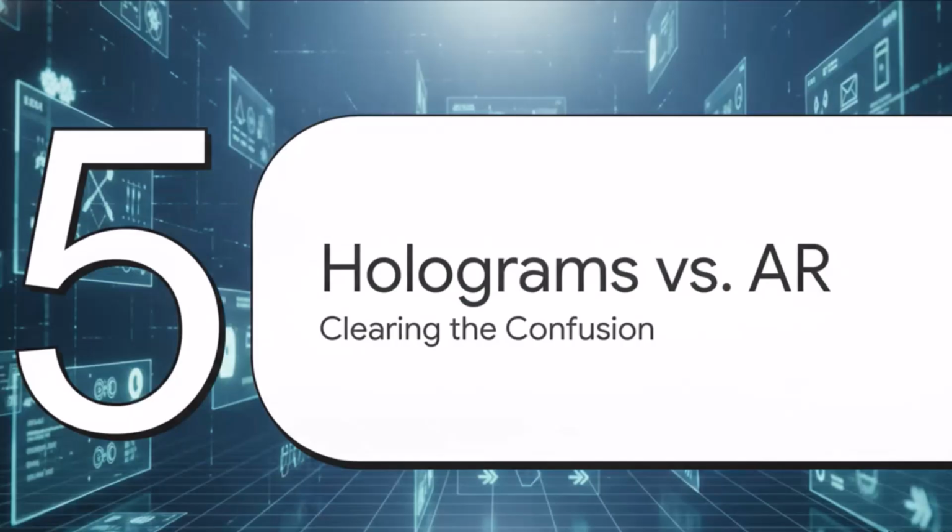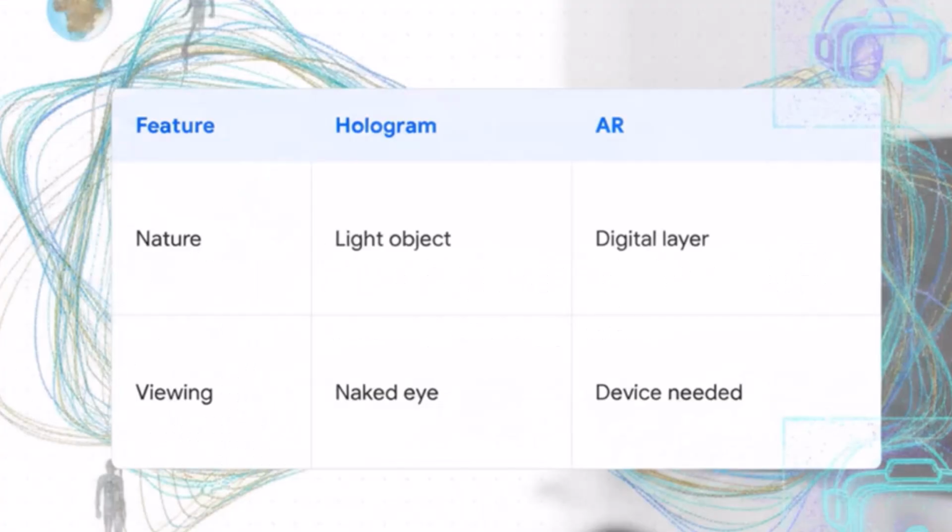All right, on to Section 5, Holograms versus Augmented Reality, clearing up the confusion. So, with all these applications popping up everywhere, we really need to clear up a major public misconception. People throw these terms around interchangeably all the time, but they are fundamentally different technologies. So the crucial point is understanding their nature and how we view them. A true hologram is a freestanding object of physical light that exists in physical space, created by actual interference and diffraction, and you can view it with your naked eye from any angle.